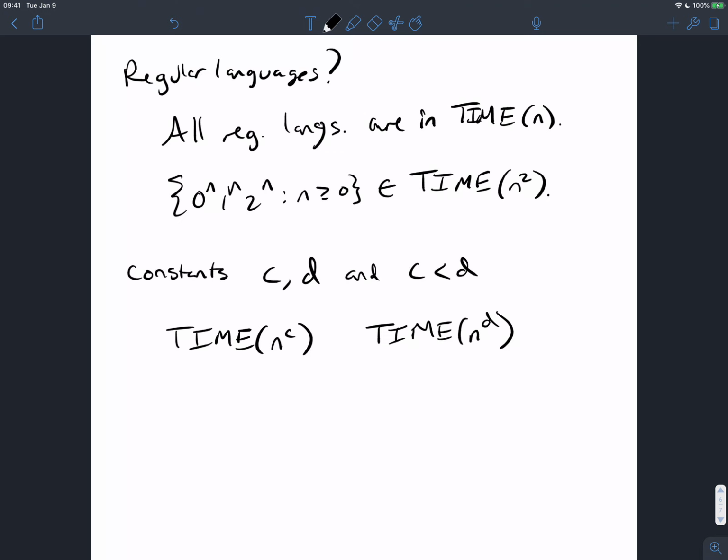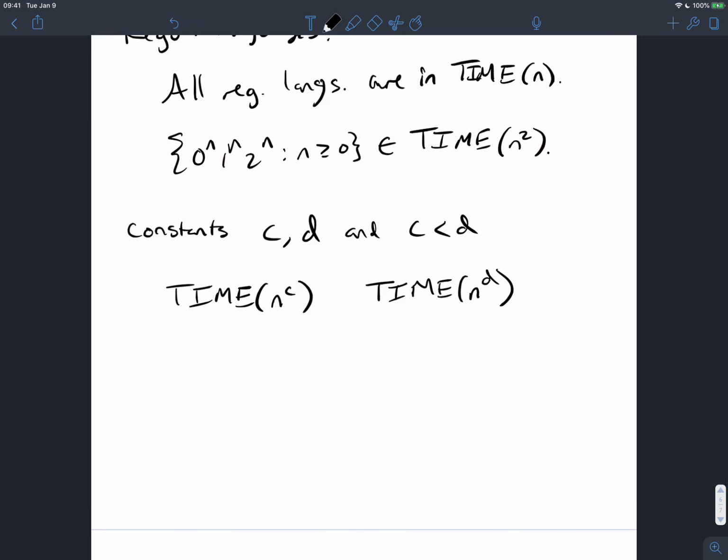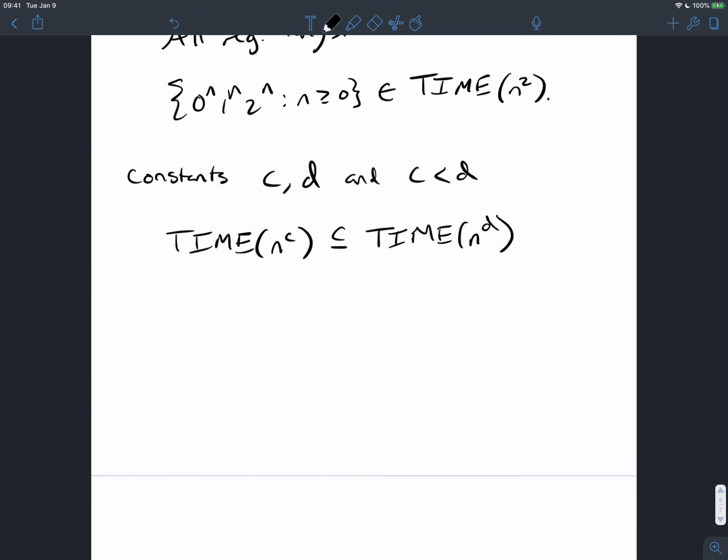Well, it's contained within, right? Every language that's decided in n to the c time is certainly decided in n to the d time, because it's order of that amount of time. So in fact, this is a subset. We'll eventually show that this is a strict subset with something called the time hierarchy theorem, if we have enough time for the really cool stuff. But this is certainly a subset because I'm giving you more time, therefore you can recognize potentially more languages. That's all I'm saying.